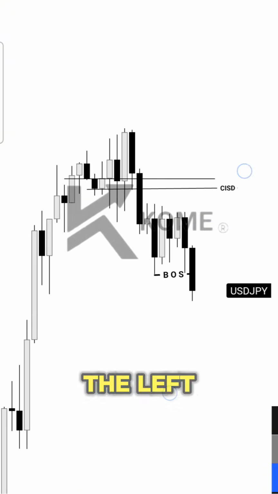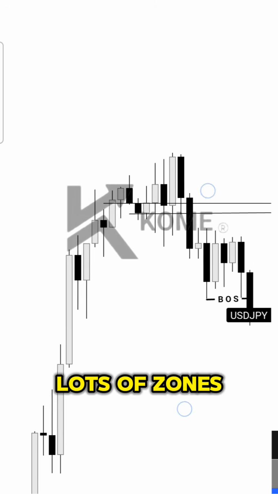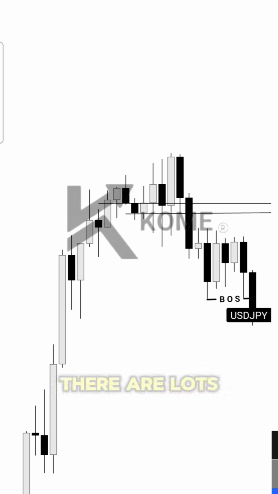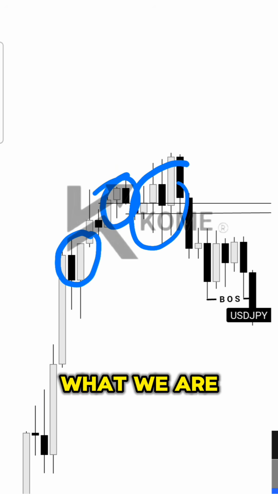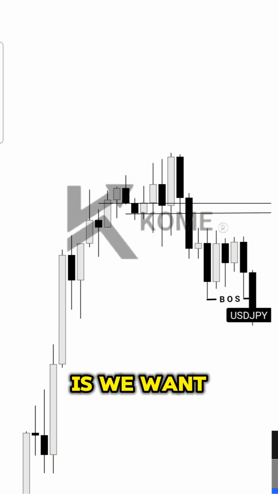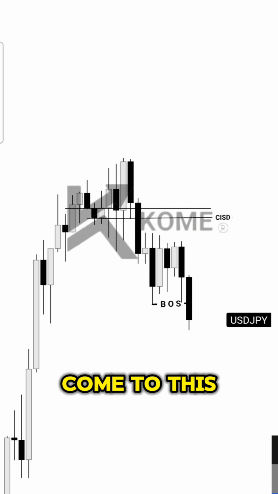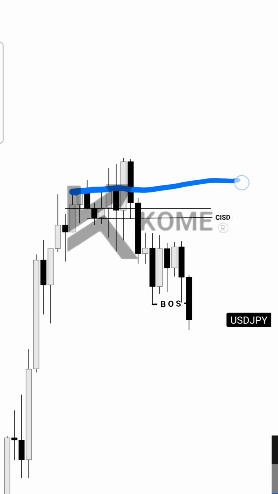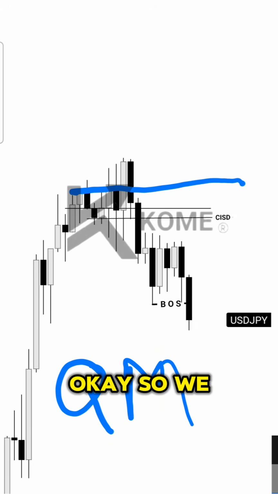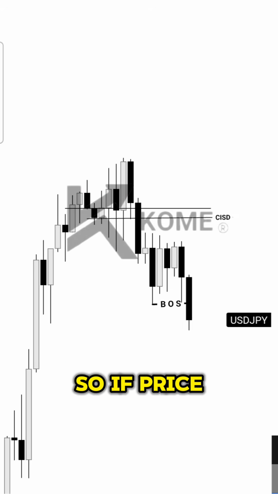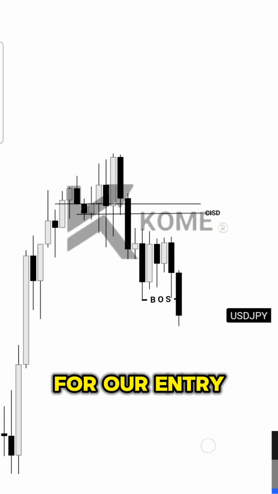Now when you look to the left, what can you see? You can see that there are lots of zones on the left-hand side. There are lots of zones here, lots of zones here, right? So basically what we want is for price to come to this particular level, which is what is called the QM level. Okay, so we have that as a QM level. So if price can come to the QM level, we can look for our entry.